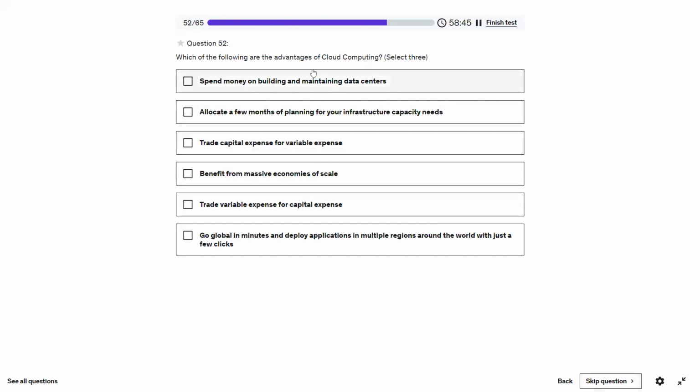Which of the following are the advantages of cloud computing? Okay, spend money on building and maintaining data centers. It's cloud computing, so where would a data center come into the picture? Wrong. Allocate a few months of planning for your infrastructure, totally wrong. Trade capital expense, correct. Benefit from massive economies of scale, correct, because if we reserve the instance for 3 or 4 years, then we can get even more savings. Go global in minutes across the world, definitely correct. We need to select three.